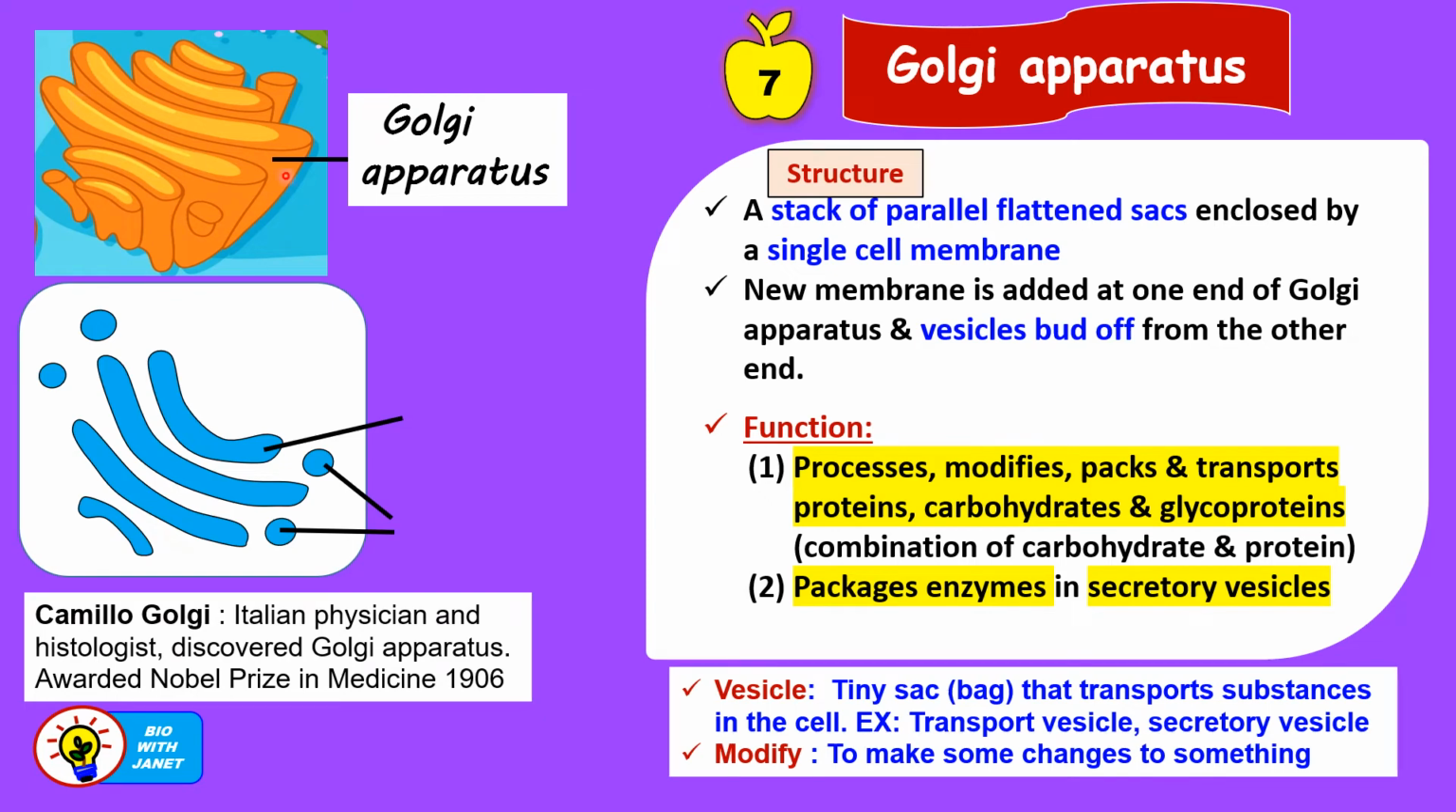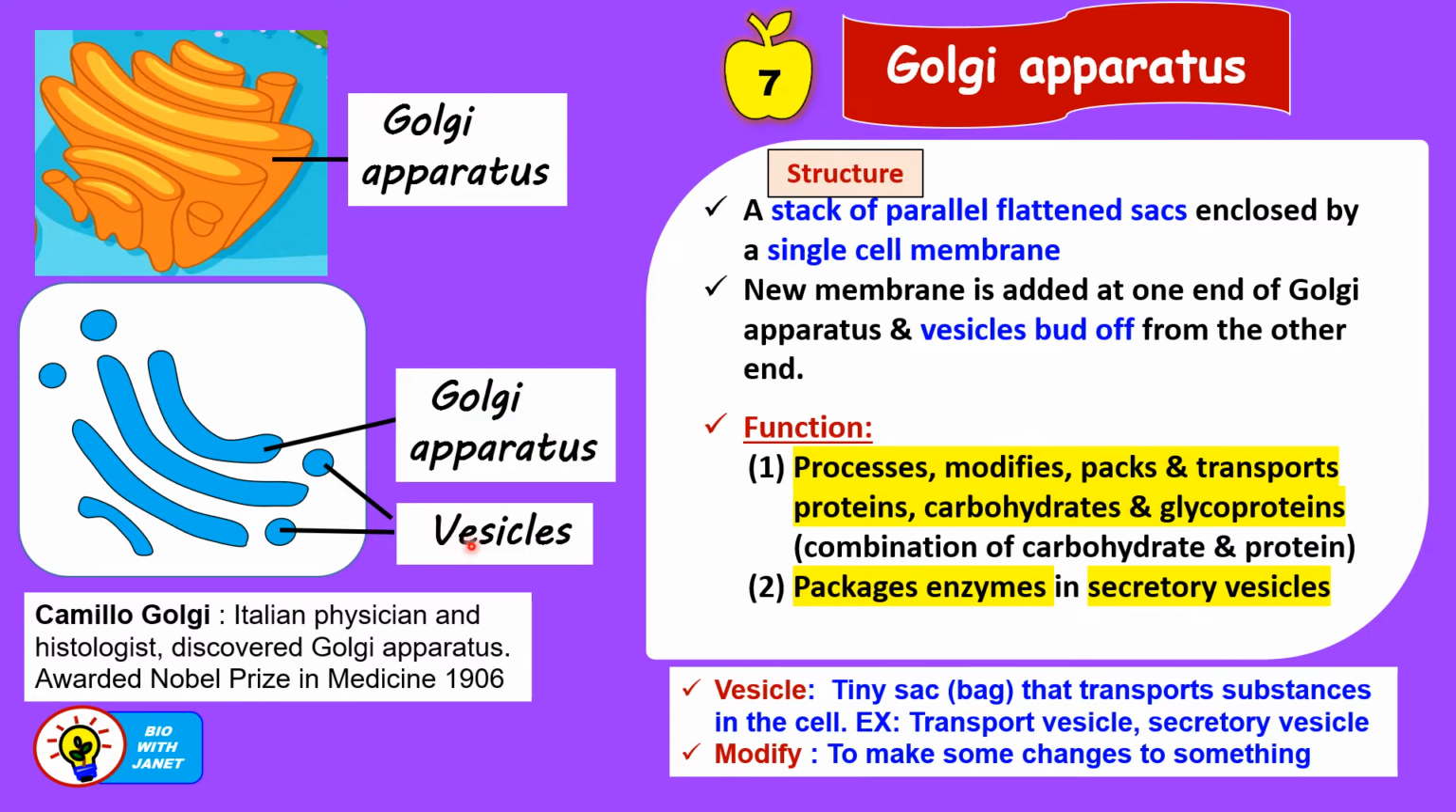These are the flattened bags, okay? Enclosed by a single cell membrane, so it's only one membrane, and not double membrane. Now, new membrane is added at one end of the Golgi apparatus, and vesicles bud off from the other end. So what are vesicles? Now, this is the 2D structure that you can draw if you're asked to draw the Golgi apparatus, and these are the vesicles, right? So vesicles are just tiny sacs or bags that transport substances in the cell, all right? So examples are transport vesicle and secretory vesicles, which we will discuss later.